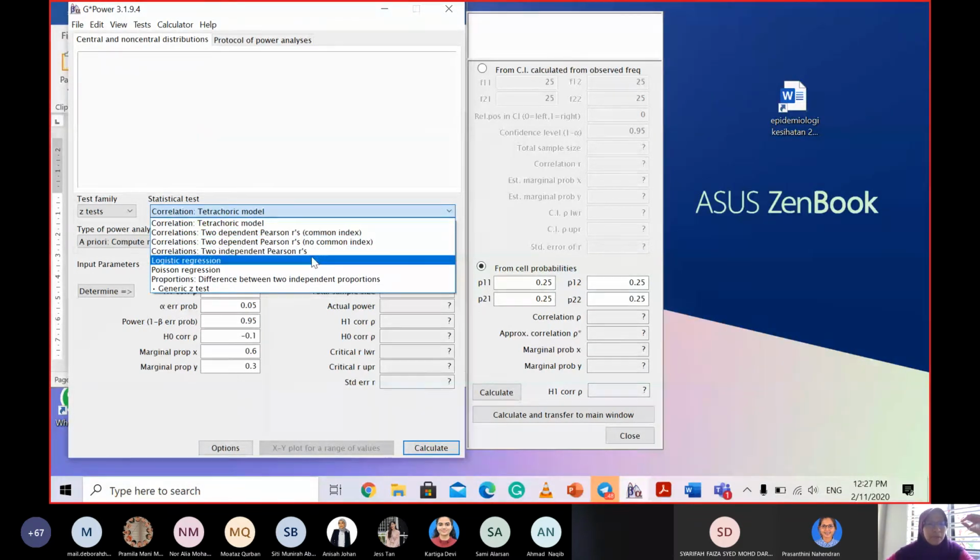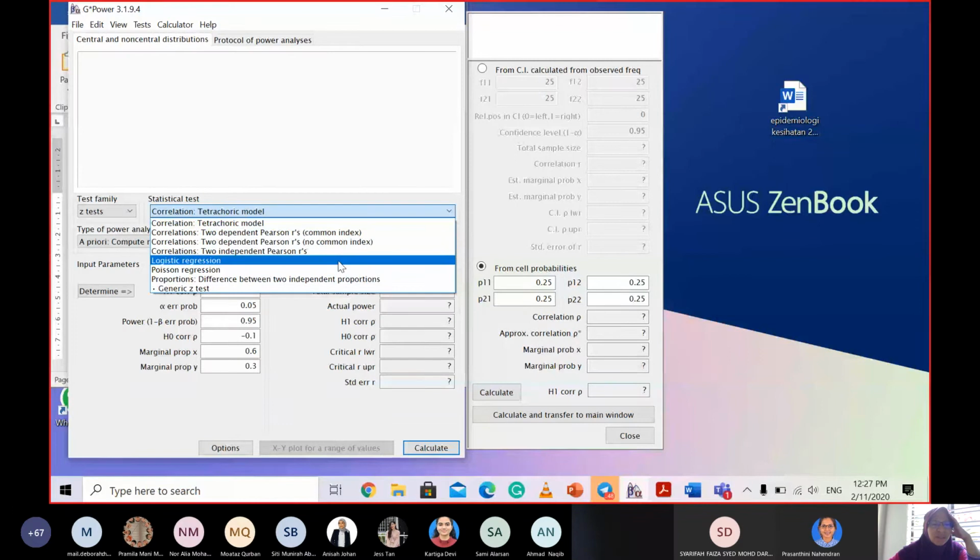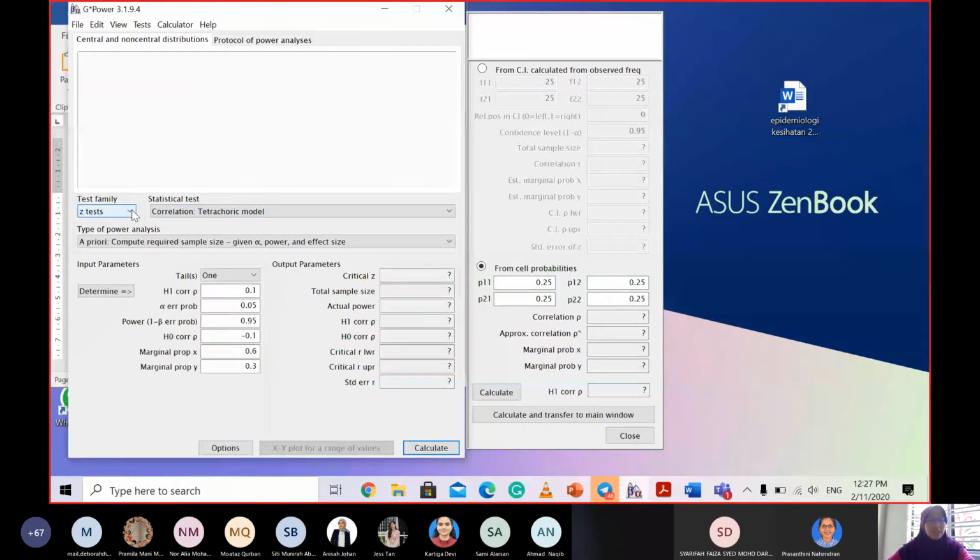So I can give easy examples for you after this for a few minutes. Okay, it is a correlation, tetrachoric. I don't know that one, tetrachoric. Okay, so first you have to decide which test that you want to use. Another one, second, is what statistical test that you want to choose. Okay, another one is this test of power analysis.